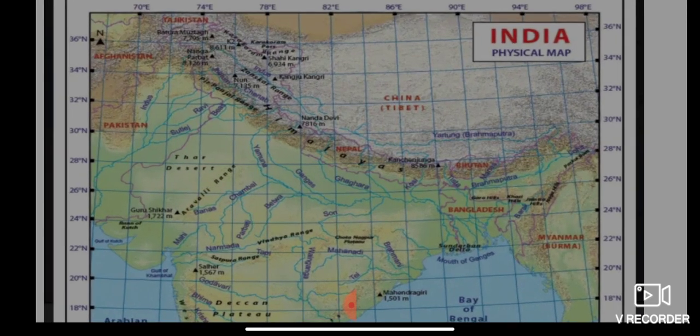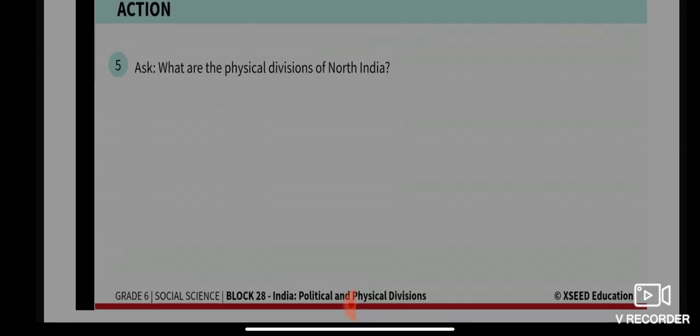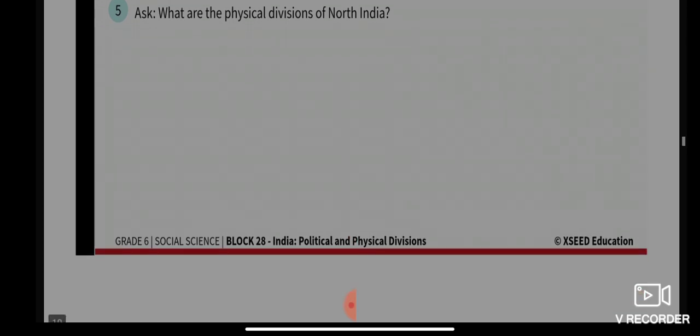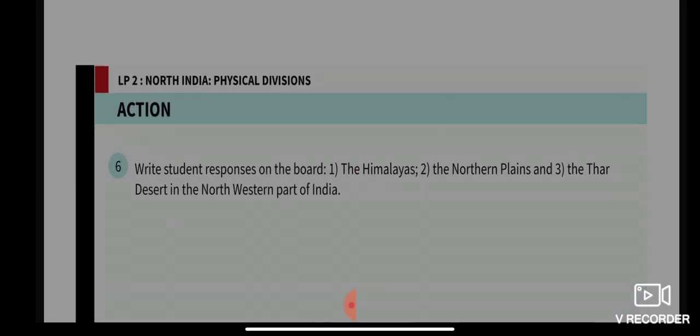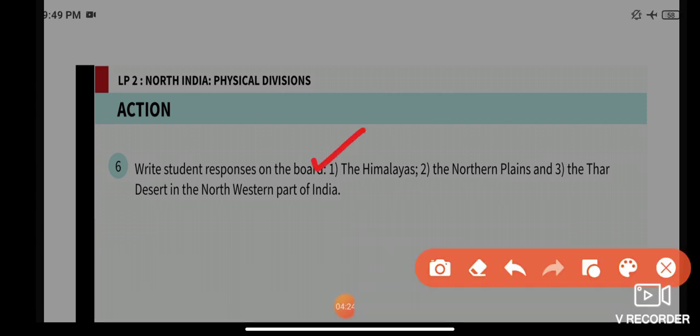Now I hope you got it. What are the physical divisions of North India? How is it divided? It is divided into the Himalayas. Number one is the Himalayas. Number two is the northern plain. Number three is the Thar Desert in the northwestern part of India. This is how North India is divided: the northern plains, the Thar Desert, and the Himalayas.